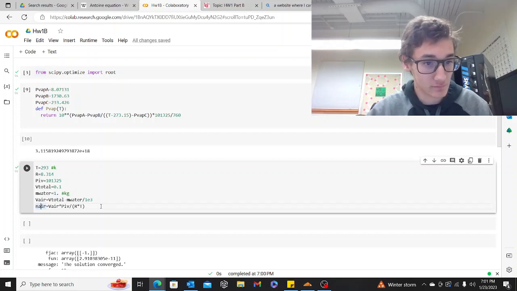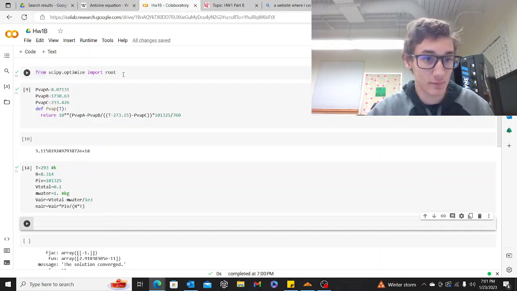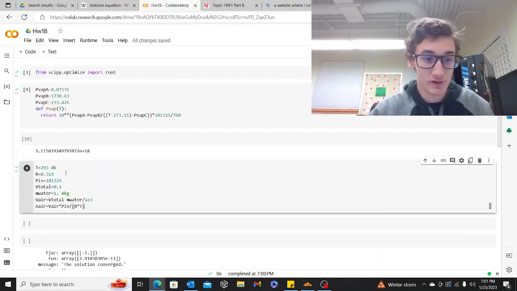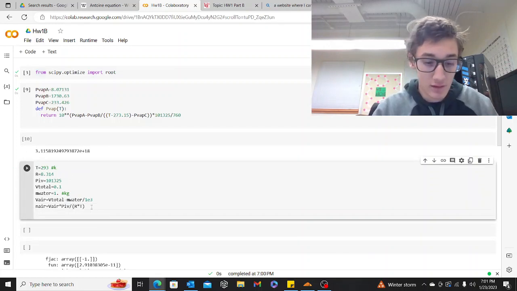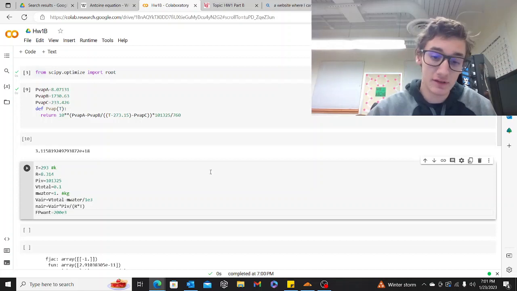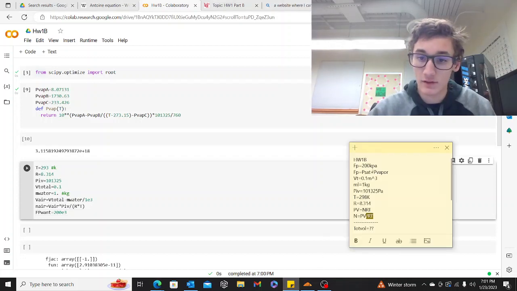Okay. So now that we have our moles and our V air, we are actually able to calculate our final pressure. Except one thing, I realized to calculate it, we need to use root from up here. And to use root, we need to set it to 0. To set it to 0, we're going to add our Fp1 equals 200e3, and this is in pascals right here.